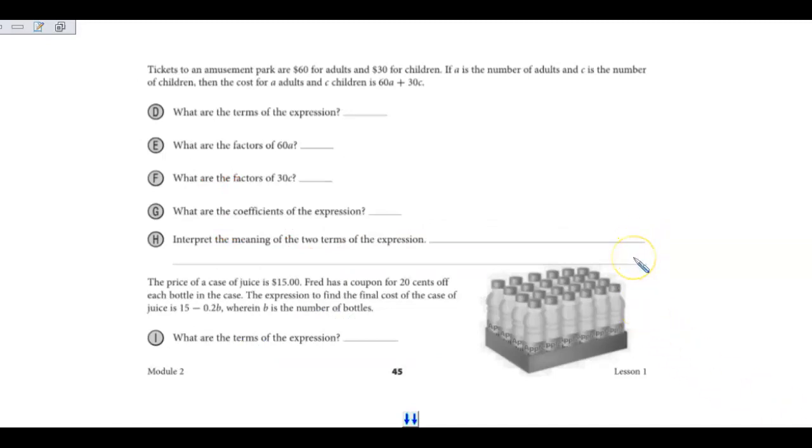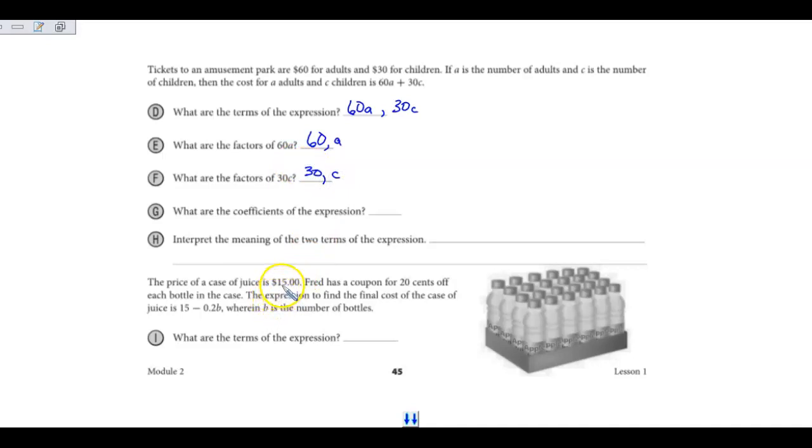So it says tickets to an amusement park are $60 for adults and $30 for children. If A is the number of adults and C is the number of children, then the cost for A adults and C children is 60A plus 30C. And they want to know, what are the terms of the expression? Well, I have two terms, 60A and 30C. What are the factors of 60A? And remember, factors are the parts that are being multiplied together. So one would be 60 and one would be A. What are the factors of 30C? Those would be 30 and C.